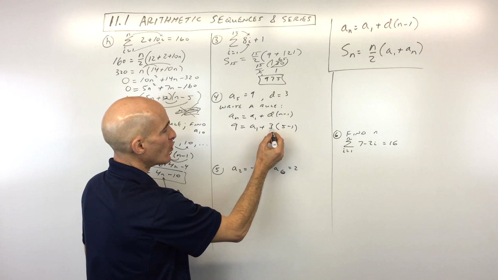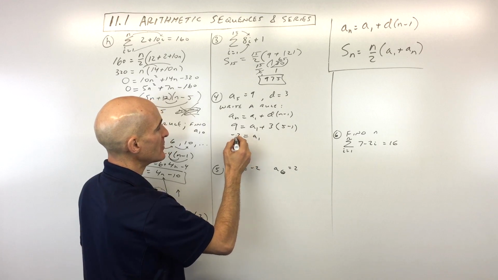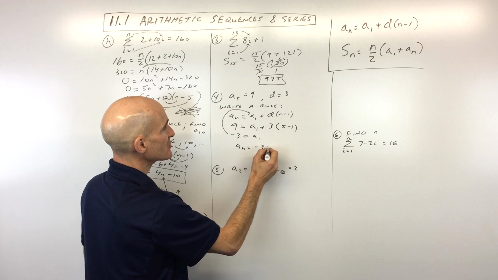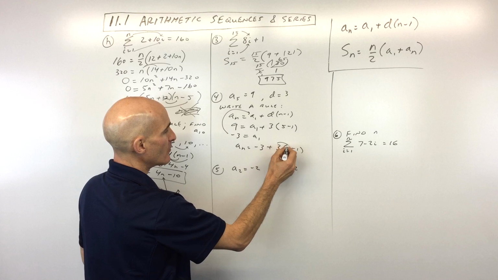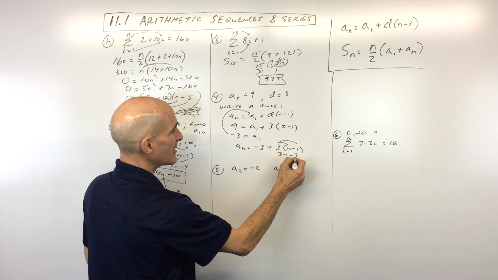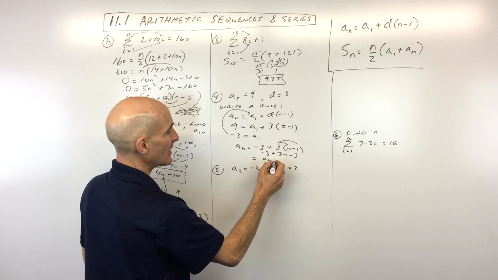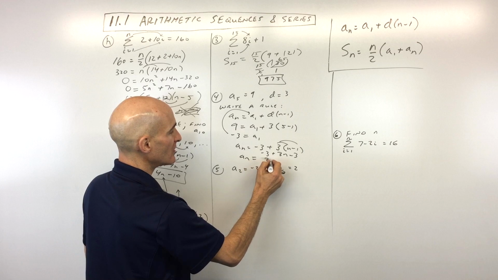4 times 3 is 12. If I subtract 12, I get negative 3. So the first term is negative 3. If we put that back in, now we can write our formula. So we have negative 3 is the first term. The common difference is 3. And if we simplify, we get 3n minus 3 minus 3. Okay, so if we put that all together, we get a sub n is equal to 3n minus 6.